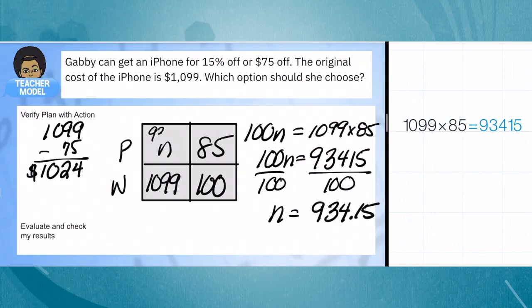So think about this. I think you can figure it out for yourselves, which is the better deal, to get the 15% off and pay $934.15, or $75 off and you still have to pay over $1,000. Duh, common sense, we'd rather choose the option of 15% off.